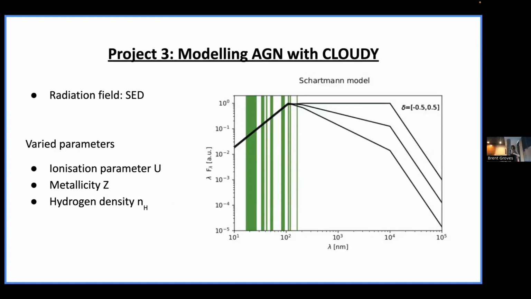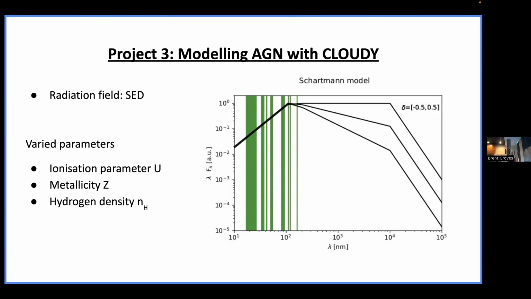We did the complementary approach to that, where we modeled line emission from AGN with Cloudy, and we put in different radiation fields in the form of different SEDs. On the right here, you can see an example of that, where this delta parameter in the upper right corner determines the slope in the middle. This is what's being changed, and that then changes the amount of ionizing photons of that energy. So that will introduce some variation.